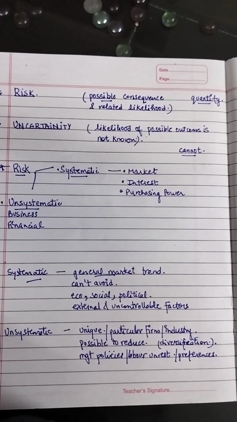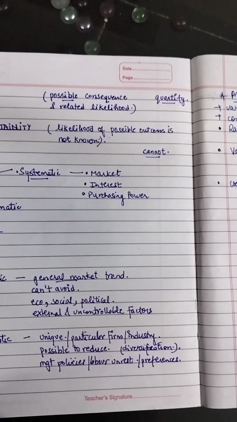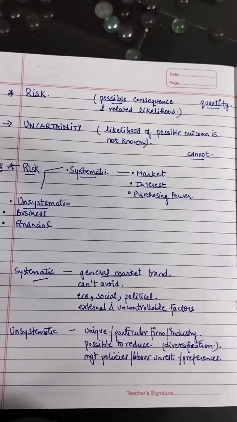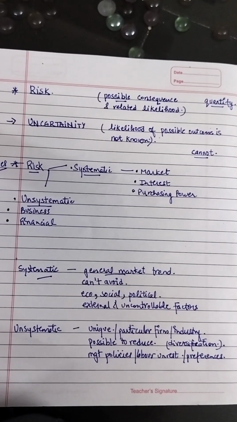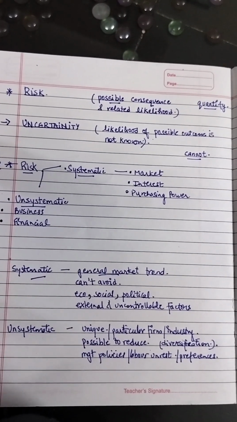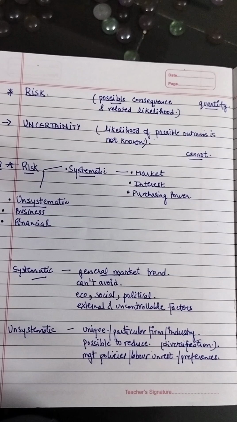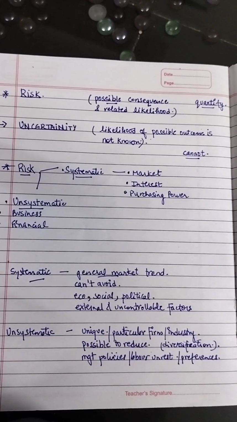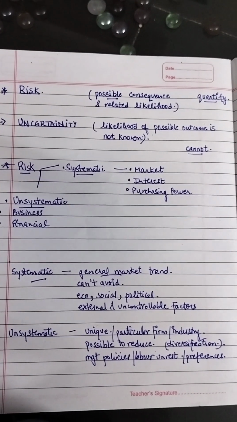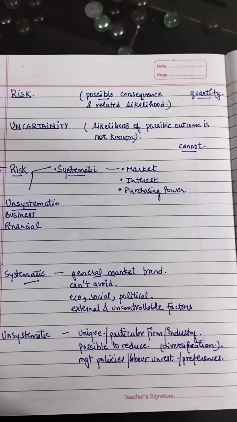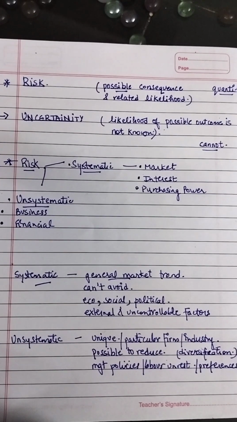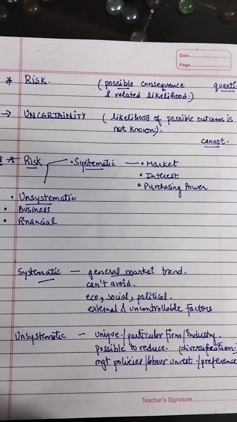Whereas unsystematic risk is unique to a particular firm or industry. It happens in a unique way, in a particular firm or in an industry. It is possible to reduce it through diversification or adding some funds to a portfolio. Unsystematic risk examples could be management policies, labor unrest, preferences of the consumer, or a power shortage. So these are the reasons for unsystematic risks, whereas examples of systematic risk could be the nature of the industry or the state of the economy. These are external and uncontrollable.